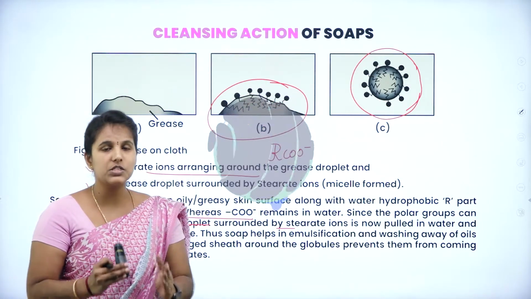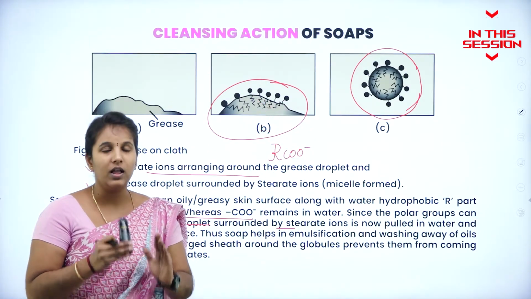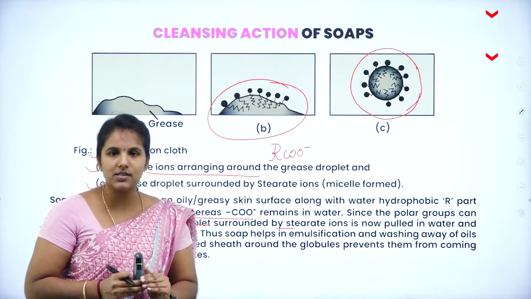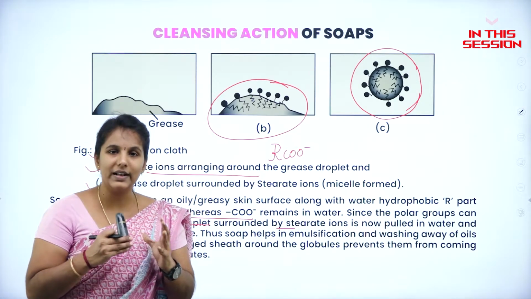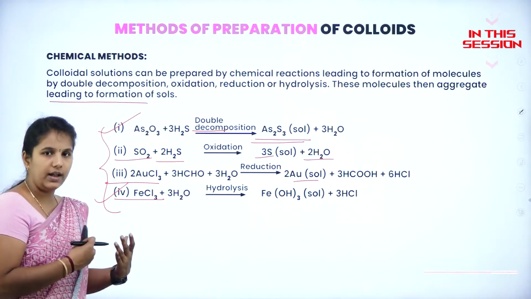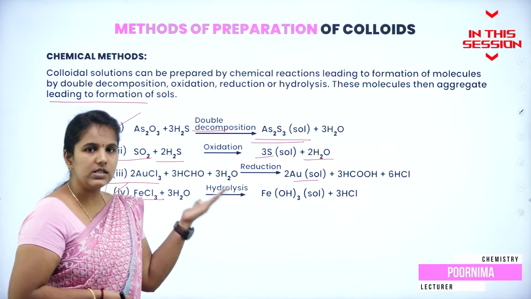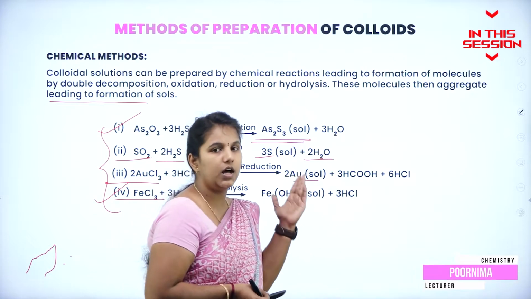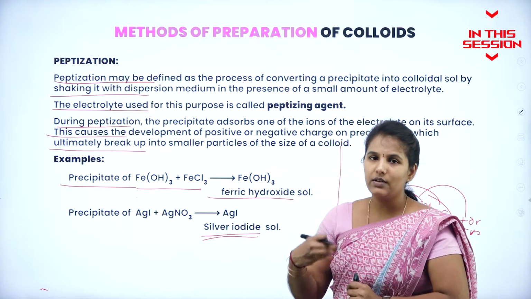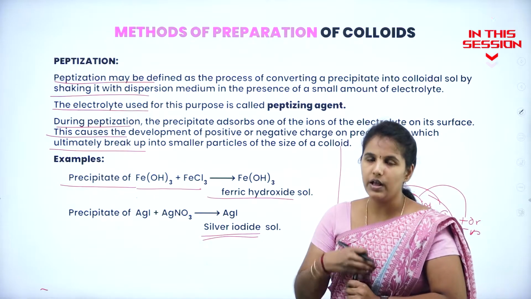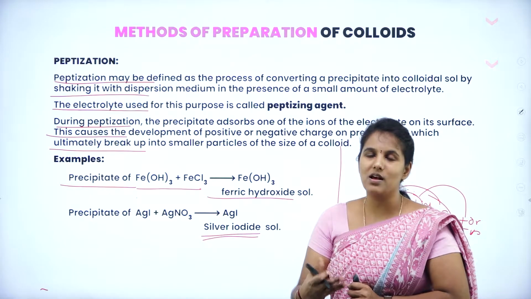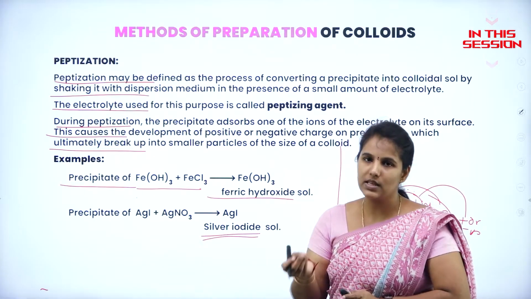Once the micelles which are formed on the surface of the cloth, it will remove the oil and the grease content from your cloth and it will clean your cloth. Any two reactants are combining to give rise to the product. Hence, this is a chemical way of preparing the colloidal solution. Similarly, for obtaining the silver iodide sol, I have added the silver nitrate as an electrolyte, which is a peptizing agent.